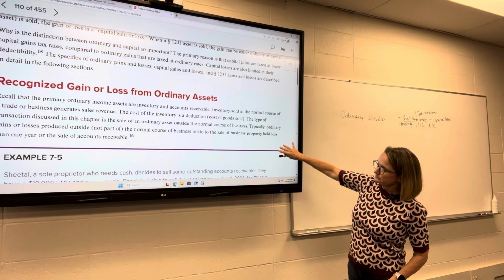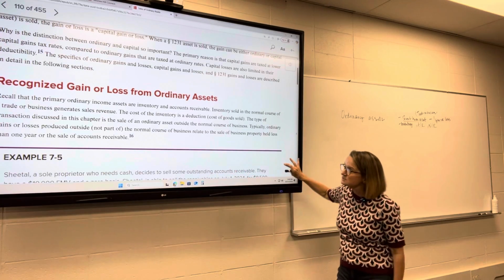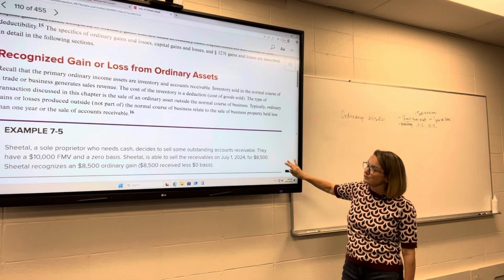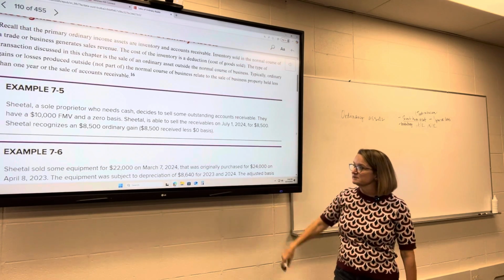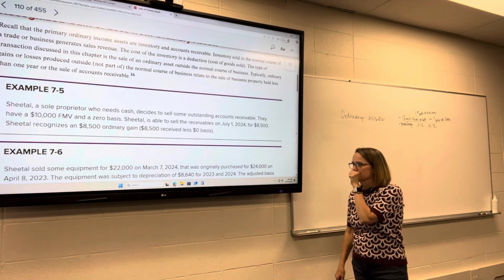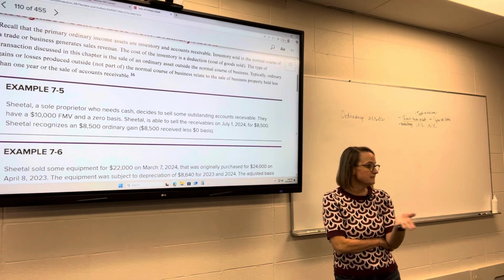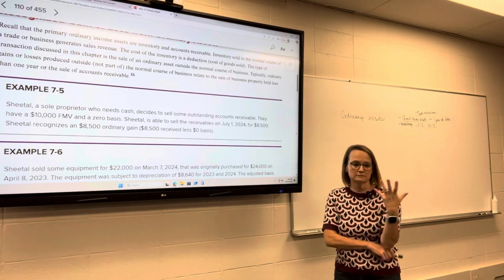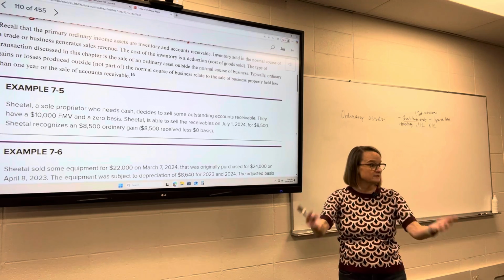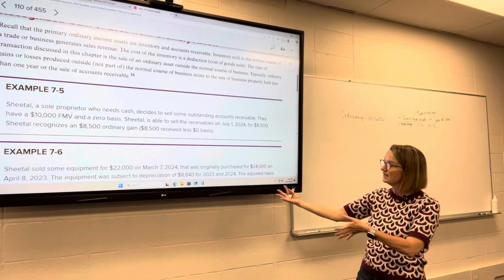And typically these ordinary gains or losses produced outside the normal course of business relate to the sale of business property that's held less than 1 year or the sale of accounts receivable. So some examples here. Sheetal, a sole proprietor, is short on cash and decides to sell some outstanding accounts receivable. So that example that I gave you earlier, they've got accumulated accounts receivable from clients. They don't want to have to wait for the clients to pay. So they're going to just sell all of the accounts receivable to maybe a collection agency.